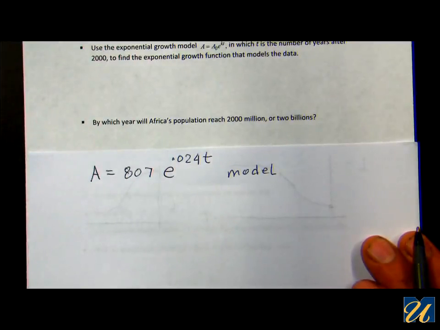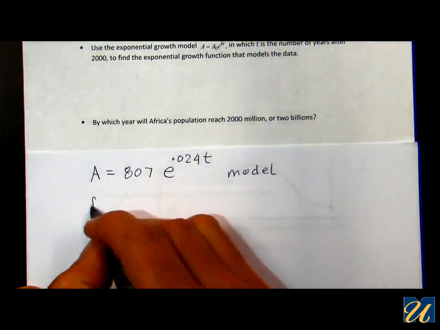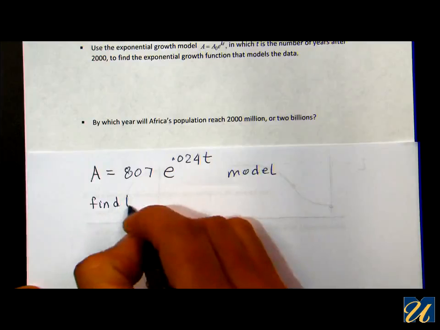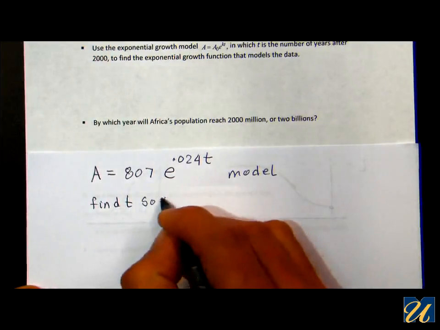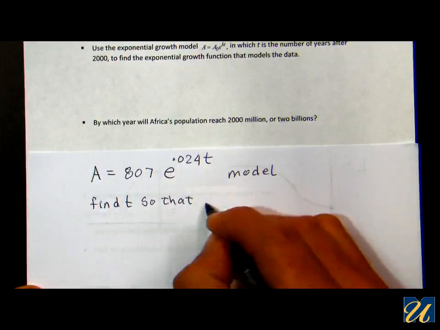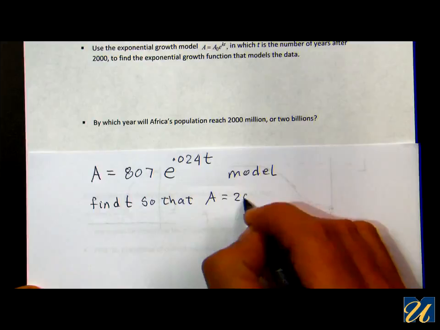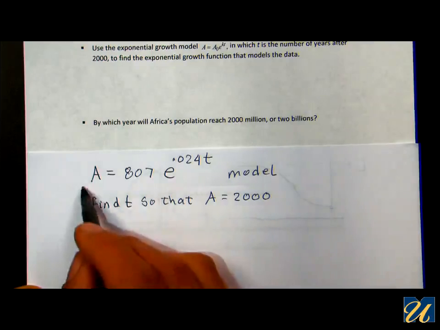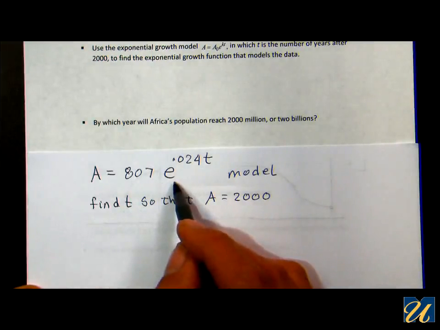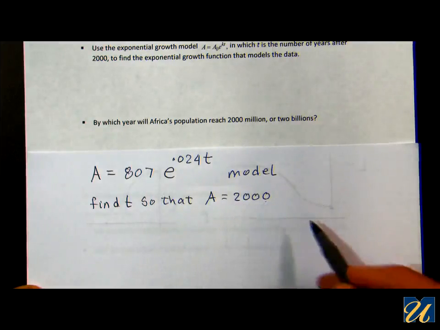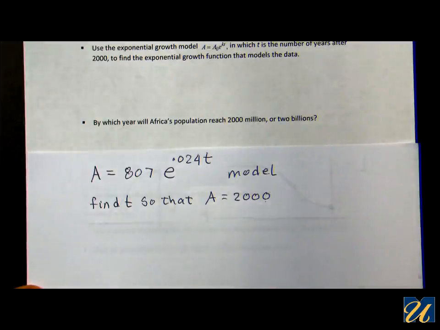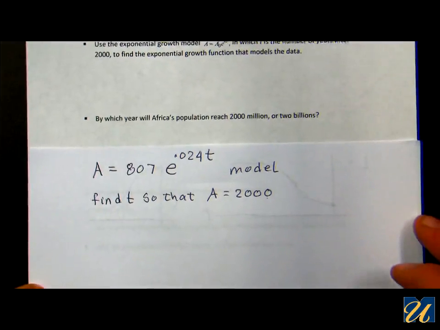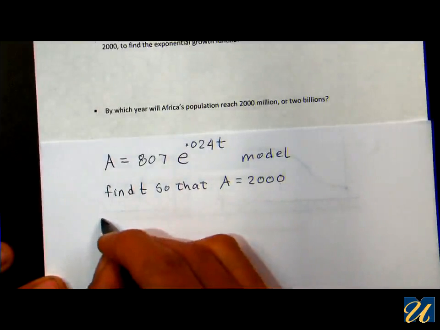The question that we did not answer earlier in the PowerPoint slide is this one right here. By which year will Africa's population reach 2,000 million or 2 billion? In other words, it's asking us, find t so that the population A is 2,000. Now we have to use 2,000 because this population model is given in millions. So this is 2,000 million. Yes, it's 2 billion, but we have to use the value in millions.